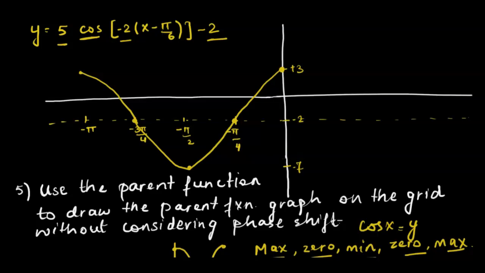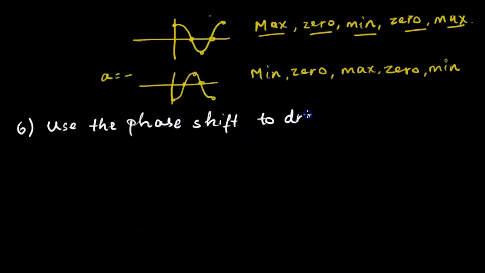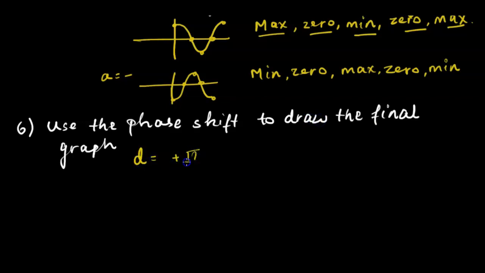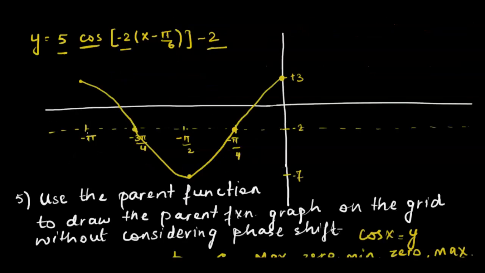Now step number 6 is use the phase shift to draw the final graph. In this example, phase shift is equal to d value, which is plus pi by 6. Pi by 6, if we write in degrees just to understand this better, is equal to 30 degrees. So we have to shift every point 30 degrees right. Now how do we find out how every point is going to be shifted 30 degrees right? Remember, pi by 4 is 45 degrees. So if we divide every part of the graph in 3 sections, if this is 45, this is 15, this is 30 degrees.